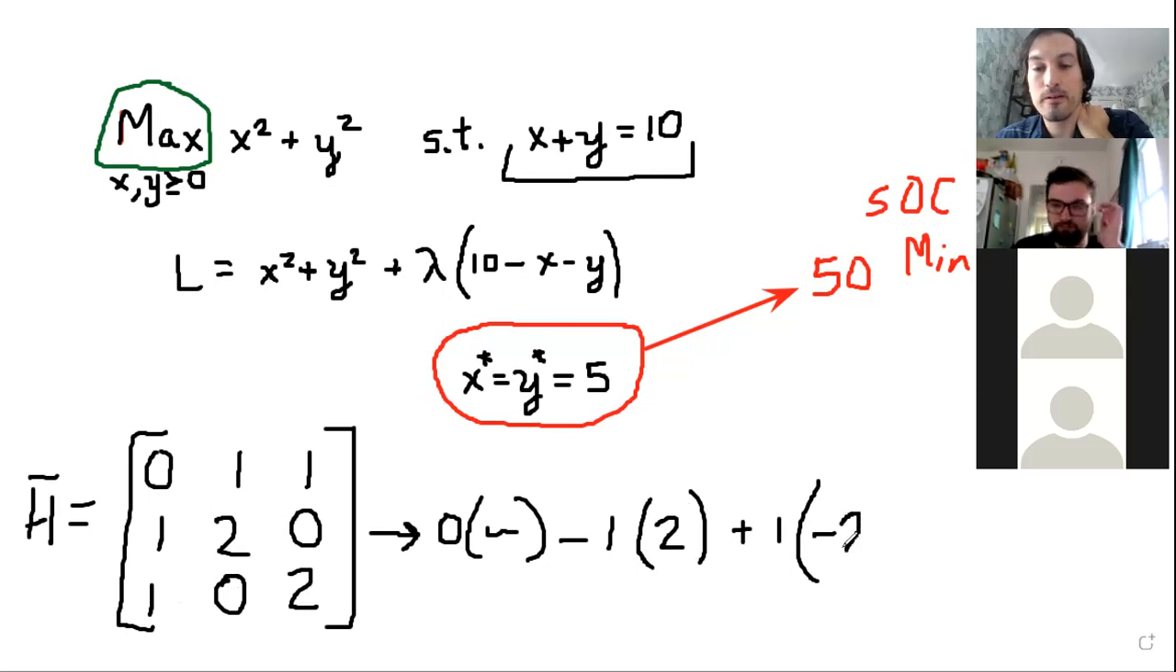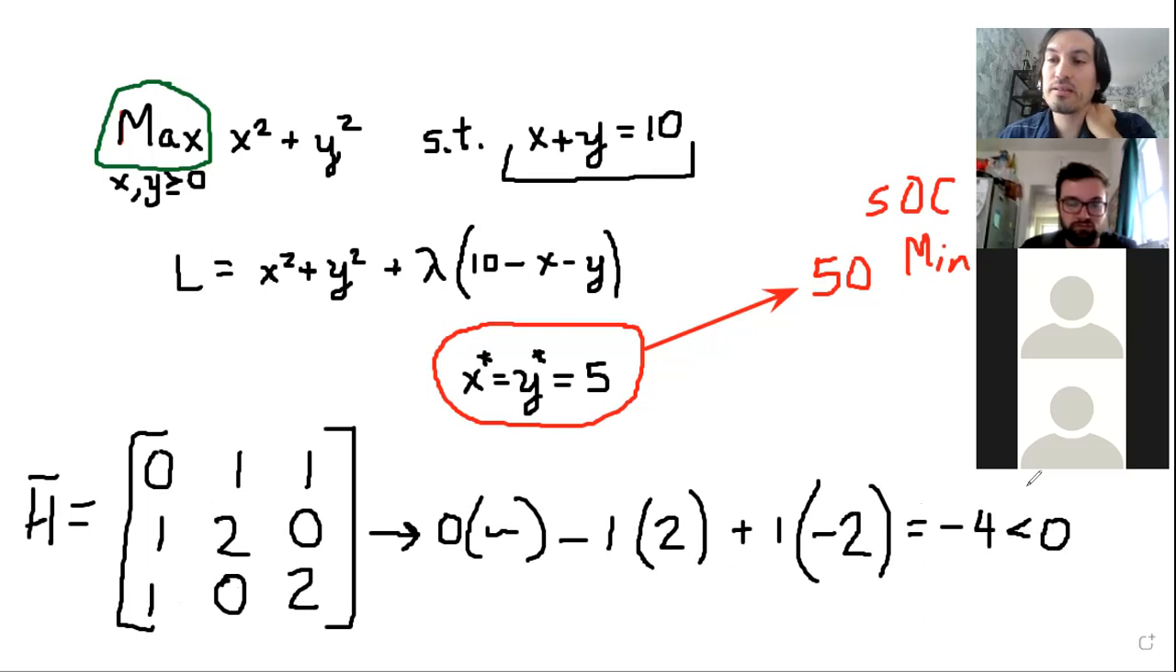That's what I get. Tell me if I'm wrong, but that's what I get. 0 minus 2 minus 2, I get -4, which is less than 0. And a good way to remember when you're doing a problem like this is, what does it mean when it's negative? Oh, it's flipped. Used to be that negative was for a maximum, but now negative is for a minimum. So this tells me I have satisfied the second order conditions for a minimum.